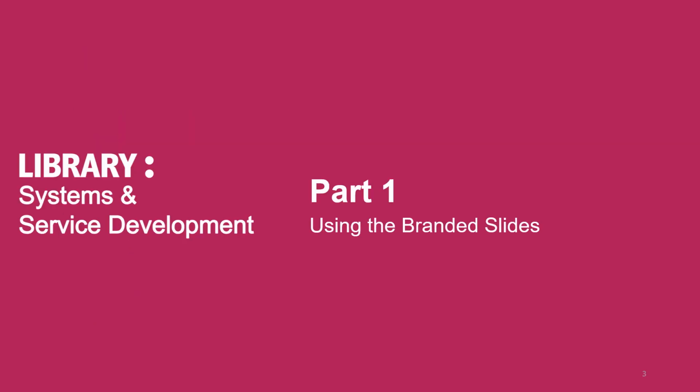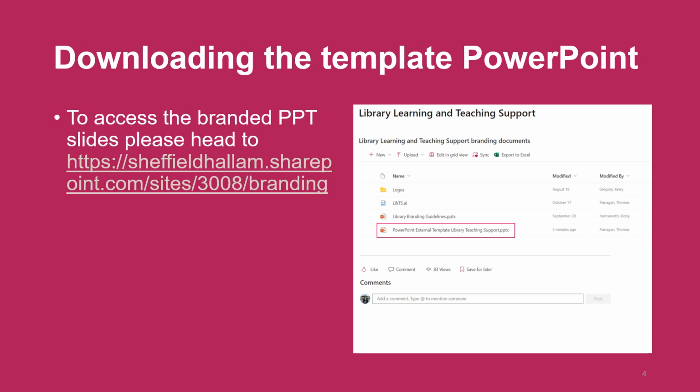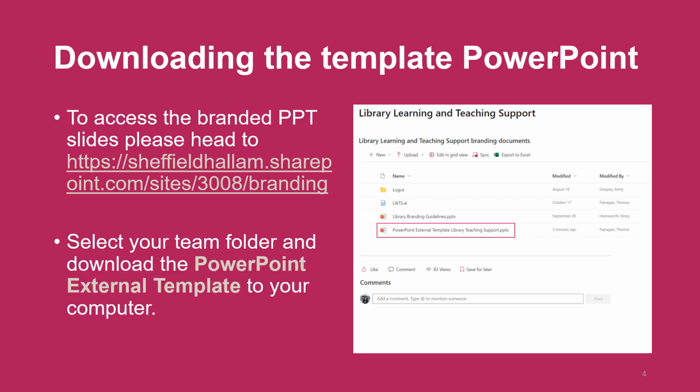So let's begin part 1, using the branded slides. To download the template PowerPoint, head on over to the SharePoint in the link and go to your Teams category. In here you'll be able to select the PowerPoint external template and download this to your computer.